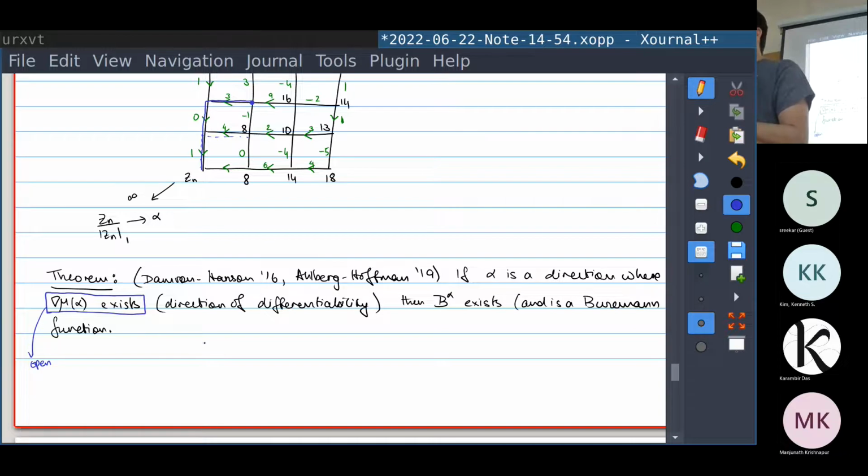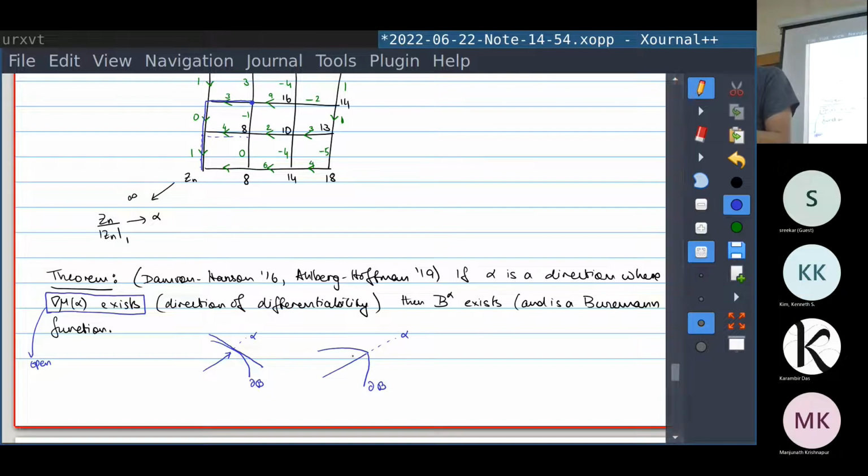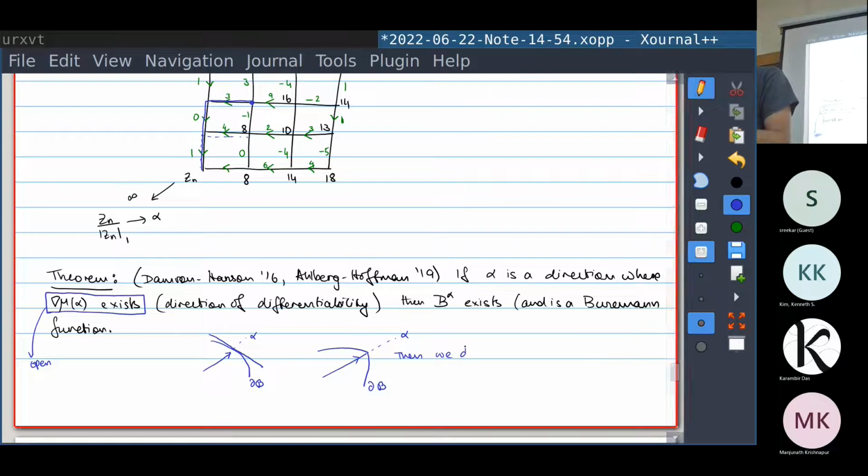Okay. So what could go wrong? If your direction alpha, I'm drawing it this way, it doesn't matter so much. If this is my direction alpha, I have a derivative, then the Busemann function exists, and with a little more work you can even show it's unique and so on. But if you have some sort of corner, so this is the boundary of my limit shape, if there's some corner like this in some direction alpha, then we don't know.